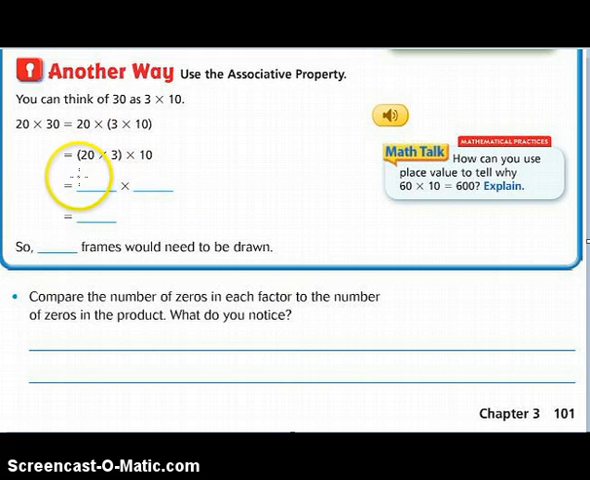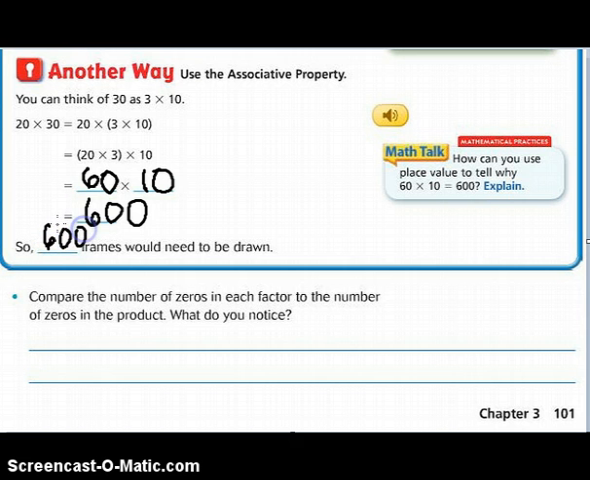So, let's think about this. 20 times 3 is 60, times 10 is still going to be 600. So, 600 frames would need to be drawn. Compare the number of zeros in each factor to the number of zeros in the product. What do you notice?